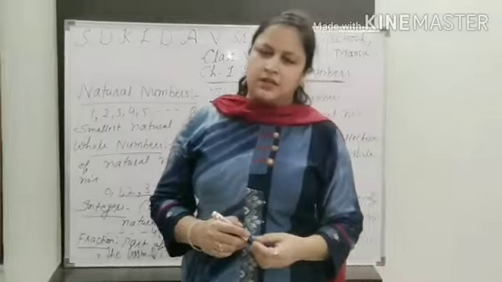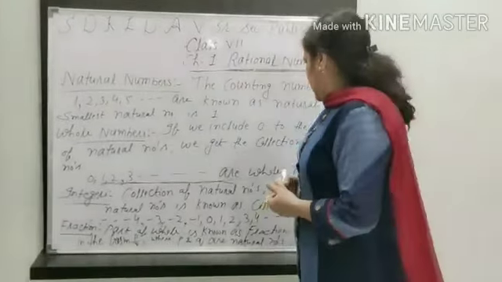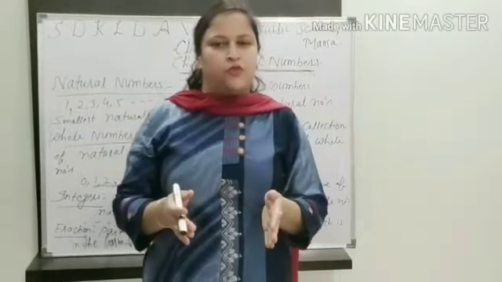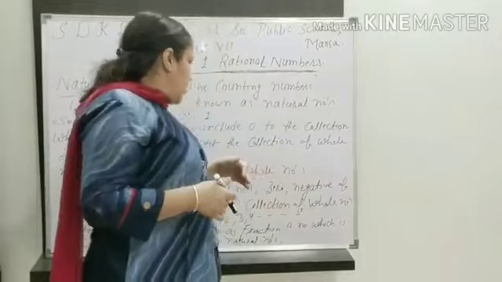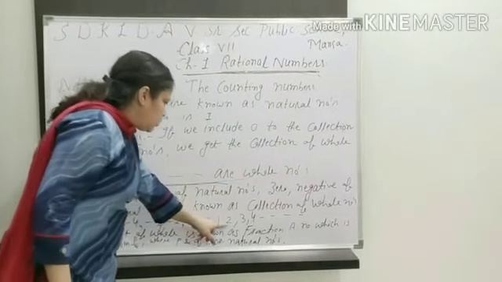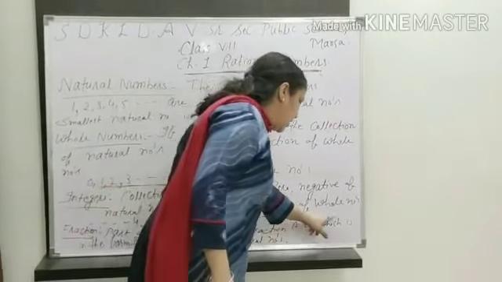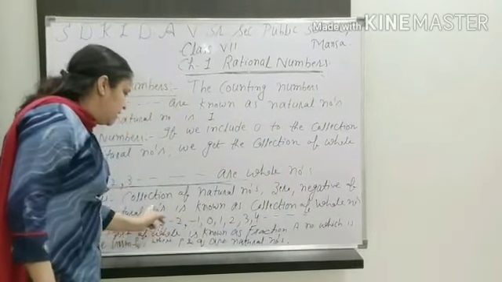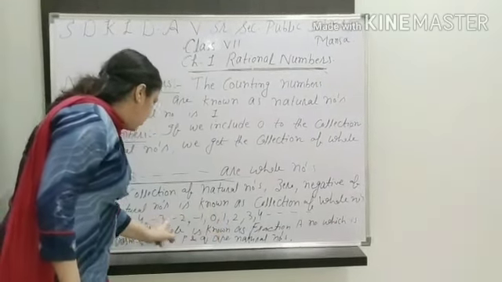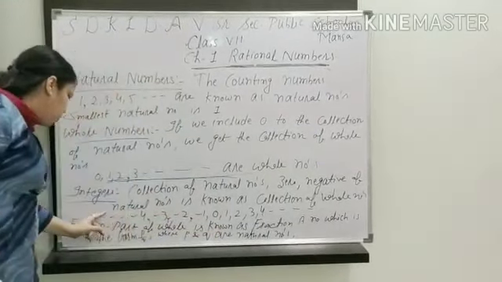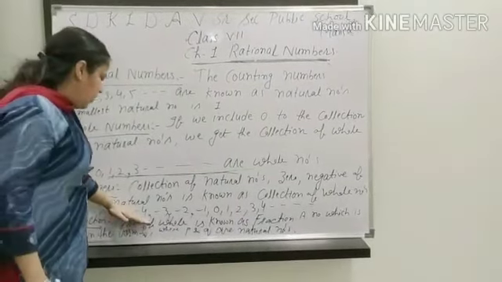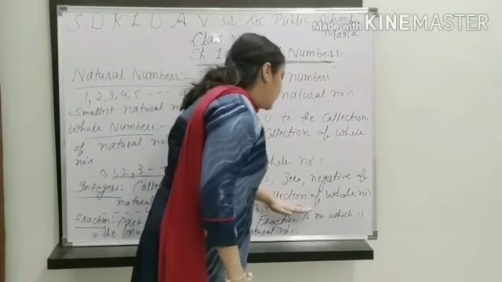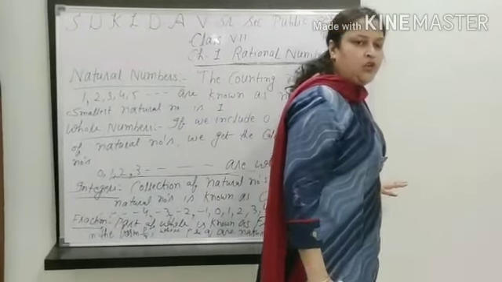Now, integers. Collection of natural numbers, 0, and negatives of natural numbers is known as the collection of integers. How? 1, 2, 3, 4 are natural numbers, 0, and negatives of natural numbers means minus 1, minus 2, minus 3, minus 4 and so on. The collection of negative natural numbers, 0, and natural numbers is known as the collection of integers.